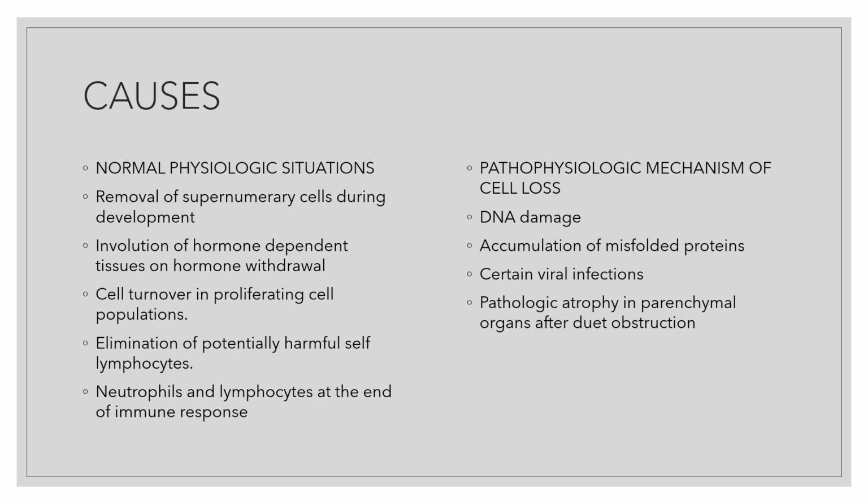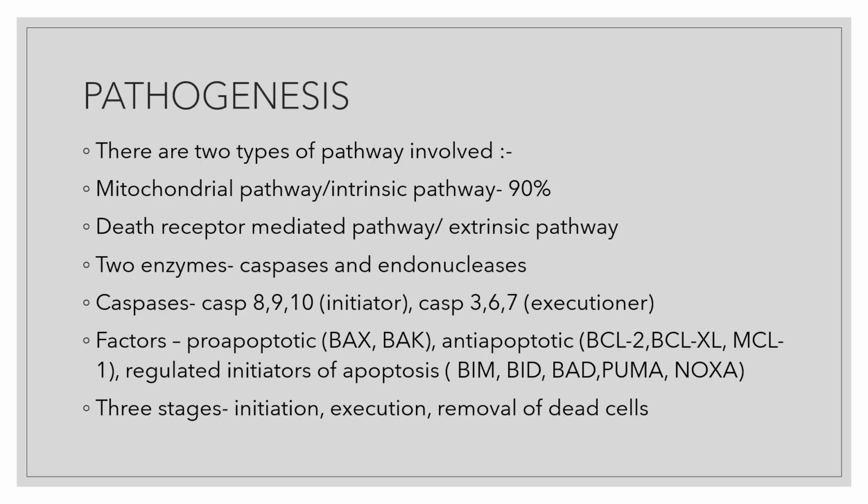the development. The second is the involution of the hormone dependent tissues during hormone withdrawal. Next is the cell turnover in proliferating cell populations, then the elimination of the self harming lymphocytes, and next is the neutrophils and lymphocytes at the end of the immune reaction. In pathophysiological mechanisms, there is DNA damage, accumulation of misfolded proteins, viral infection, and pathological atrophy in parenchymal organs after duct obstruction.